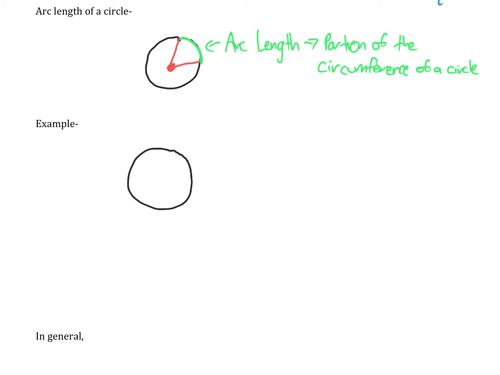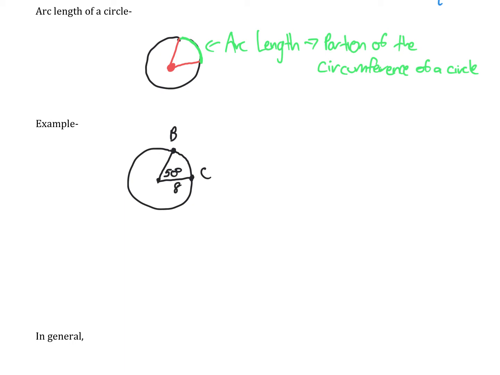There's my circle. And let's draw in a central angle, where that central angle is 50 degrees. Put in some letters here too, B, C, and let's call the radius, I don't know, maybe 8.